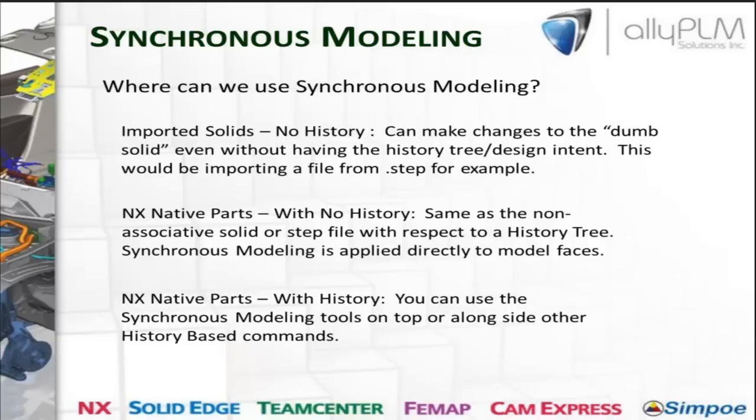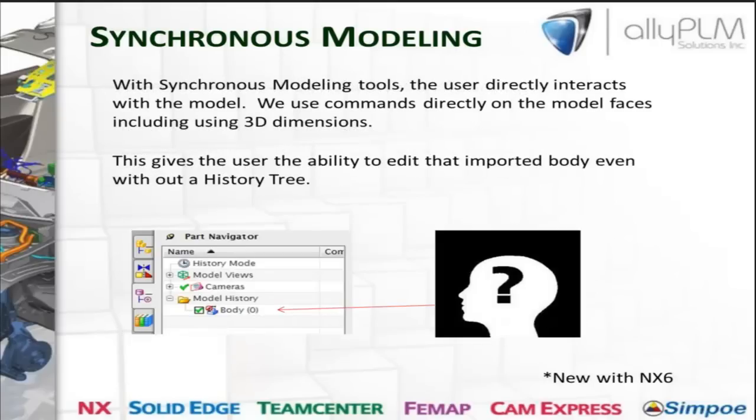What you're going to notice is these synchronous tools that we're going to look at today can be used on top of or alongside other history-based commands. So, as I mentioned, the synchronous modeling tools are going to allow us to directly interact with the model, meaning when we use a tool like a move face, we're going to be directly selecting faces and moving them on the model. This also includes being able to use 3D driving dimensions.